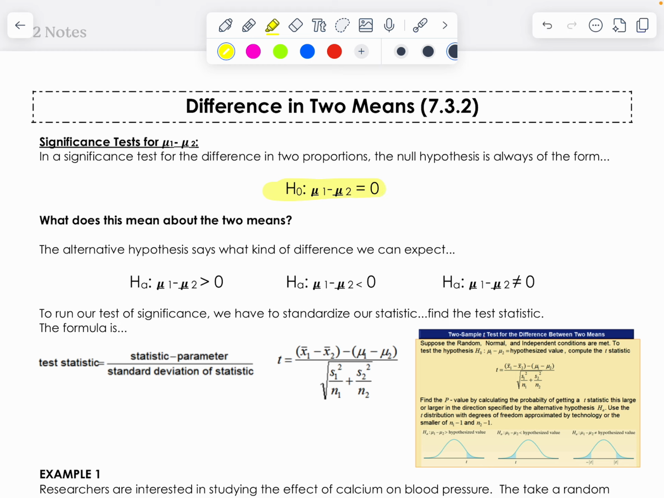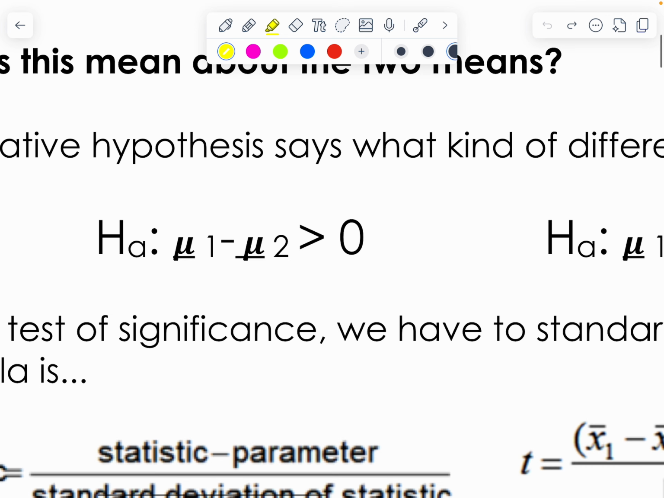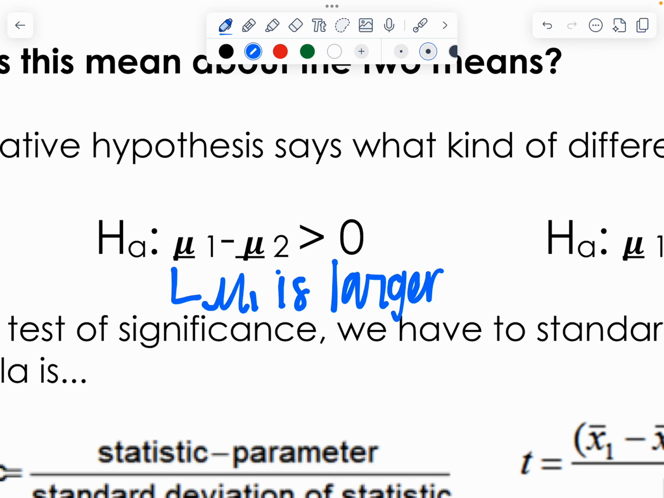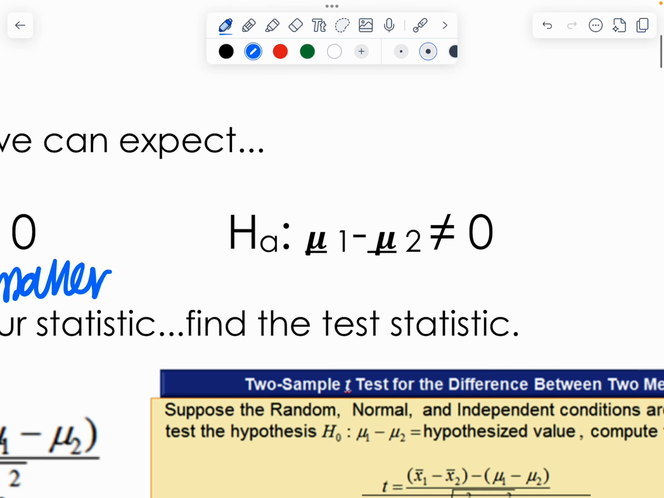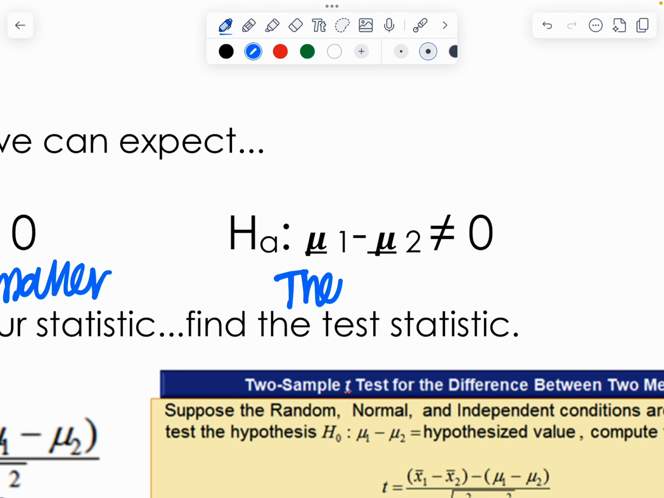Our null hypothesis always says that they are equal, that the difference is 0, whereas our alternate hypothesis says that difference could be greater than 0 if the first mean, mu1, is larger. Could be less than 0 if mu1 is smaller. Or it could be not equal to 0, which just proves they are unequal.